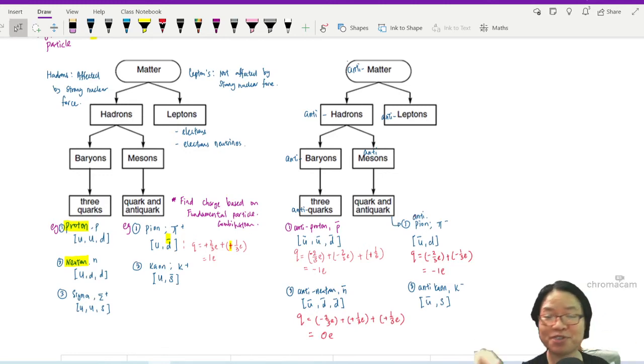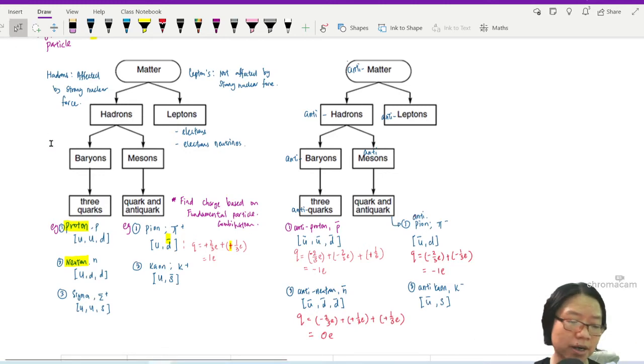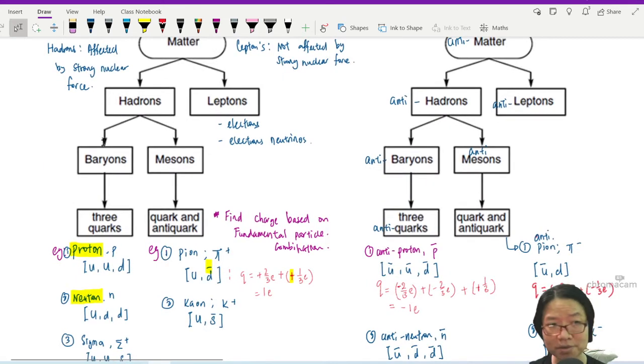So in the previous video, we looked at how we can classify matter into hadrons and leptons, baryons and mesons. And in this extra video, we are going to look at how we factor this in when we write a chemical equation of a nuclear reaction.